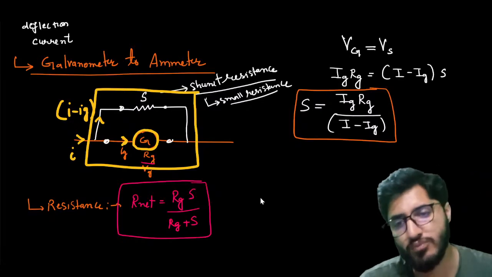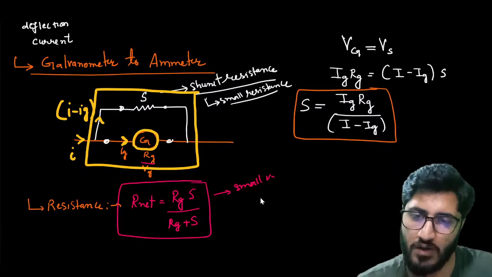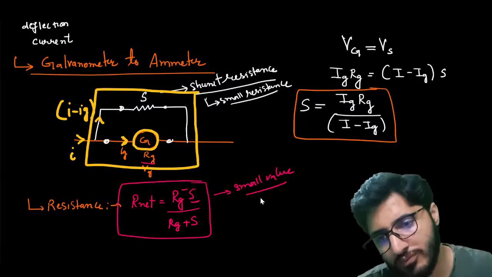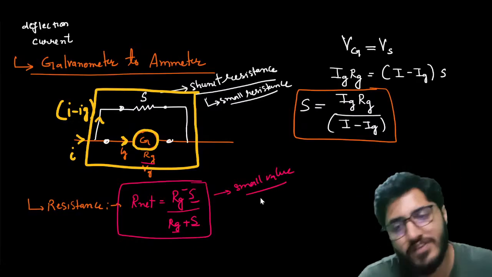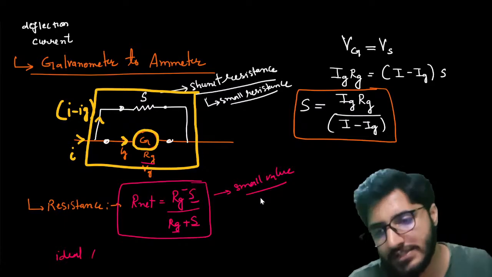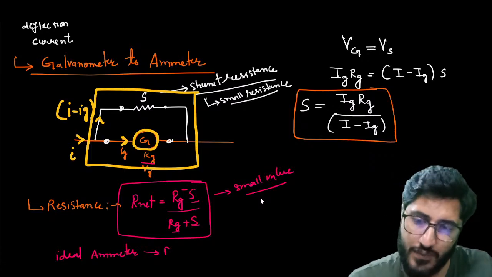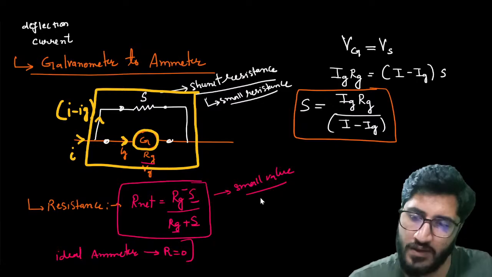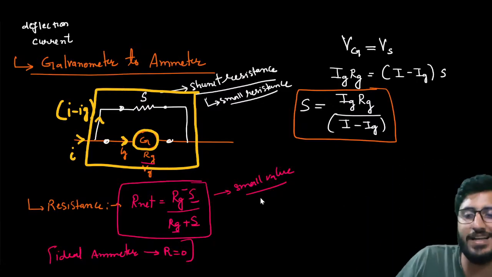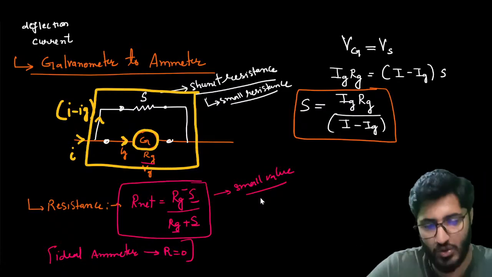And its value is very small. Why? Because S is small, Rg is small, so the net is very small. If somebody asks you what the ideal ammeter resistance is, the ideal ammeter resistance is 0. Look, an ammeter has a very small value, and if we talk about the ideal, it means 0 resistance. This thing you need to keep in mind.